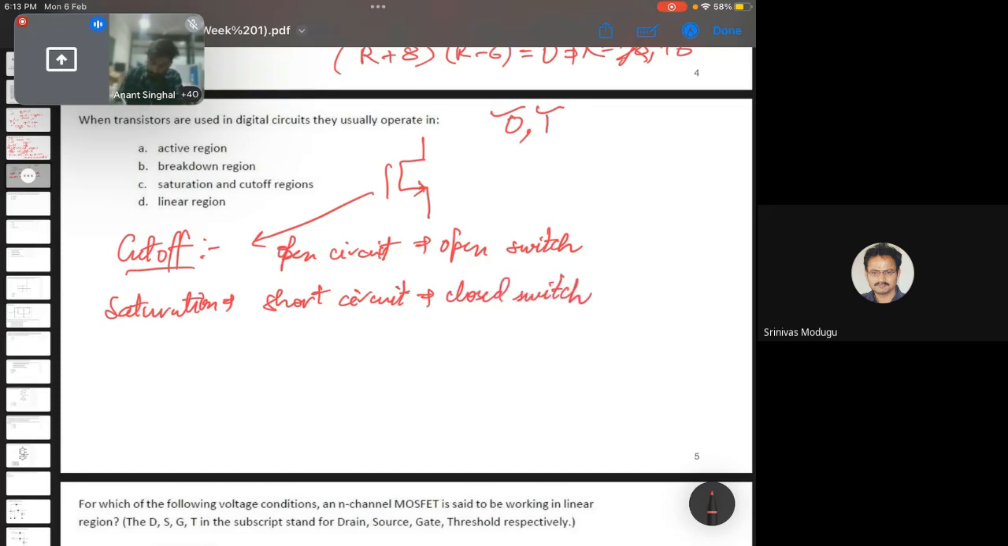We are not interested in the linear region, since in the linear region the transistor acts as a resistor, and in a digital circuit we don't want any resistance to come into the circuit. So that is why the correct answer to this question is saturation and cutoff region, which is option C. I guess this is quite basic, so we can move on. Shall I proceed?